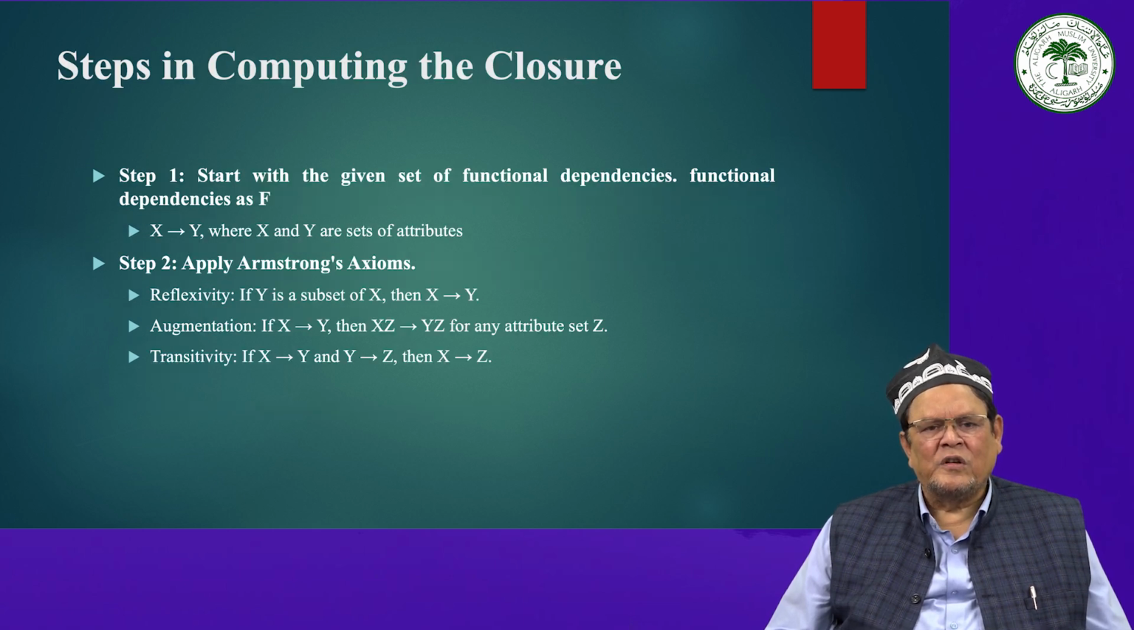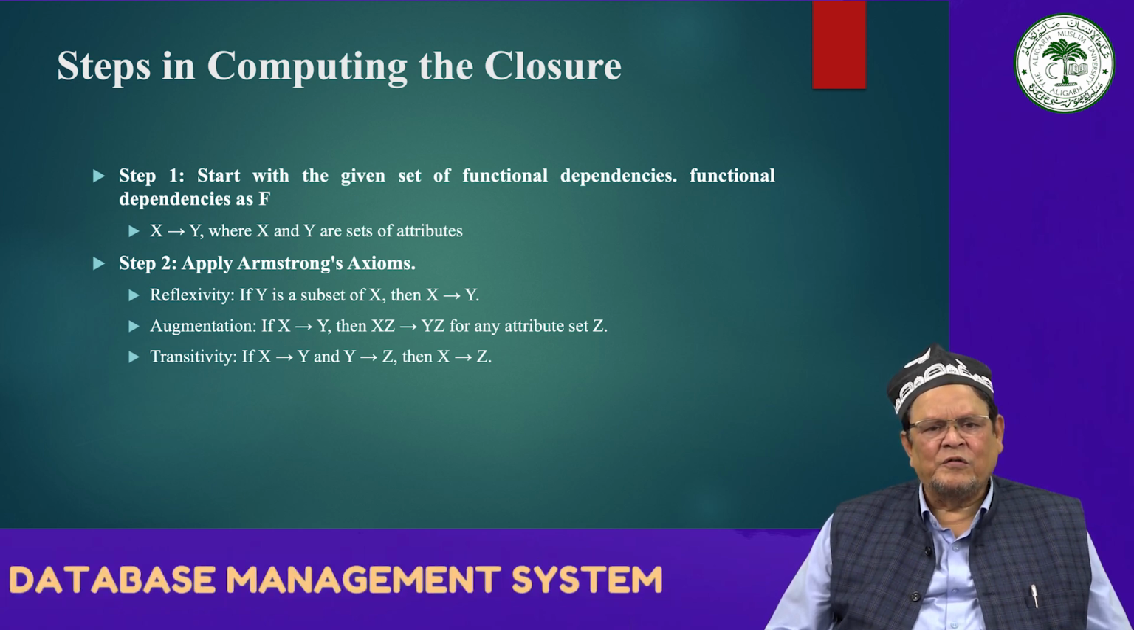Steps in computing the closure. To compute the closure of a set of functional dependencies, you typically follow these steps. The first step, start with the given set of functional dependencies. Let's denote the given set of functional dependencies as F. This set consists of functional dependencies of the form X determines Y, where X and Y are sets of attributes.